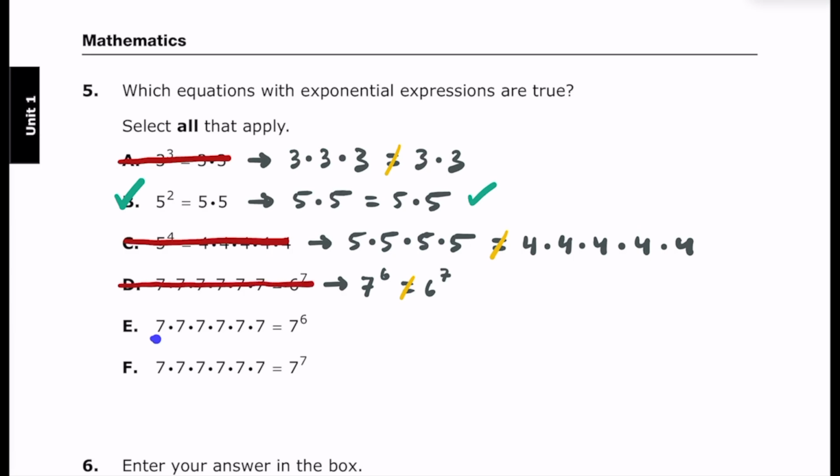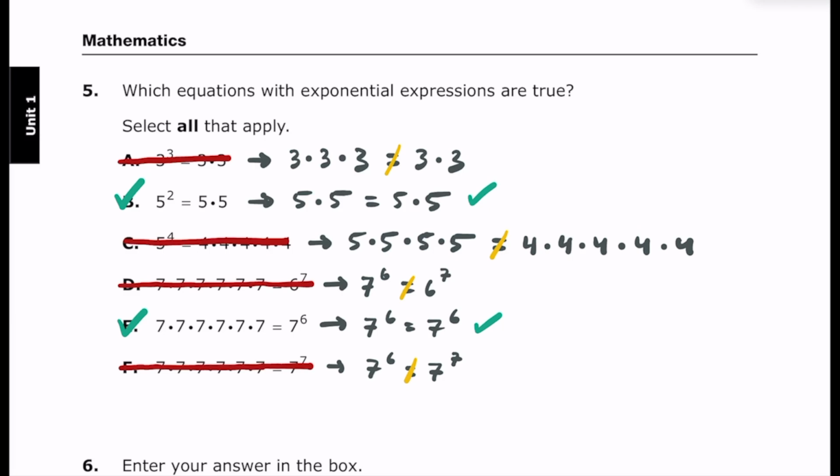Okay. For this next one, we have 1, 2, 3, 4, 5, 6 of these 7s. So if we rewrite this, this is going to be 7 to the 6th power. Is that equal to 7 to the 6th power? Yes, that's true. So E is going to work here. And then for this last one, we have 1, 2, 3, 4, 5, 6 of these. So you can rewrite this as 7 to the 6th power. Is that equal to 7 to the 7th power? Nope, that's not true. So we're going to say this one also does not work. It's close to being the same, but not quite.